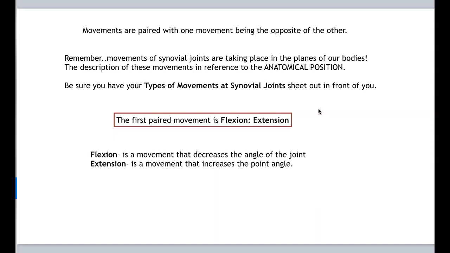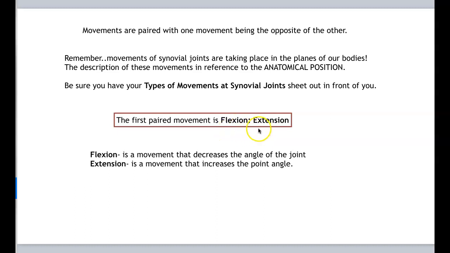And they're usually an opposite movement. So it'll make more sense once we go through them. So our first paired movement is flexion and extension. And you have a little handout that I gave you on all the movements of the synovial joints. So you should have that out with you too.